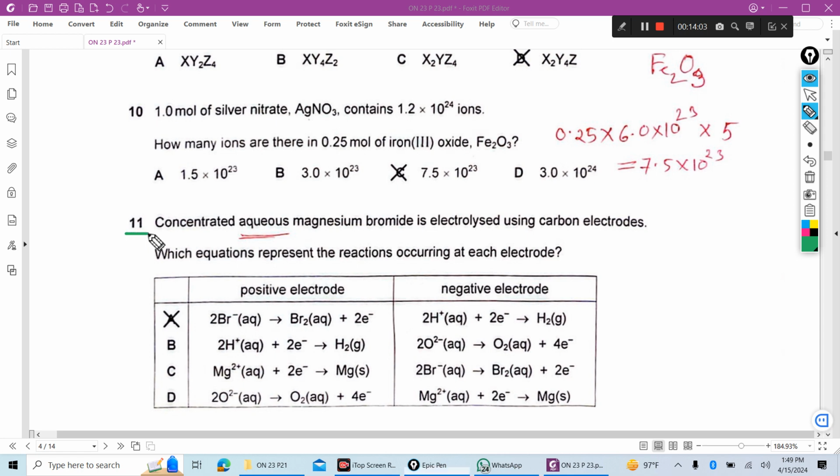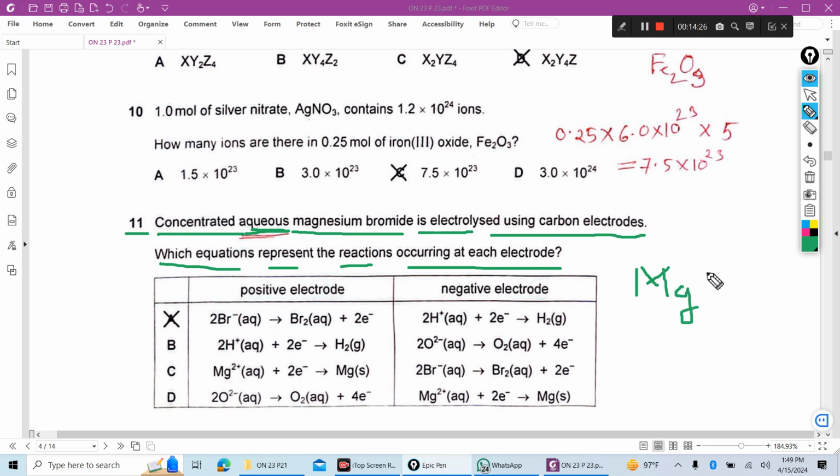Now the next question. Concentrated aqueous magnesium bromide, MgBr2, is electrolyzed using carbon electrodes. Which equations represent the reaction occurring at each electrode? So aqueous MgBr2 contains bromide ion and magnesium 2 plus ion, and as it is aqueous, water contains hydrogen ion plus hydroxide ion.